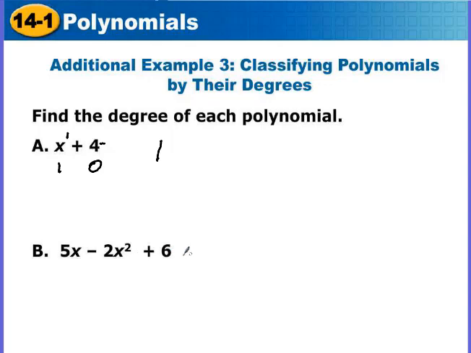Okay, now this one here is a trinomial. So we look at this one. This exponent on this x is a 1, so this one's to the 1st degree. This exponent is a 2, so it's to the 2nd degree. This one doesn't have any exponents on its variables because it doesn't have a variable, so it's to the degree of 0. Okay, so who's the strongest? The strongest is 2, so this whole thing is to the 2nd degree.